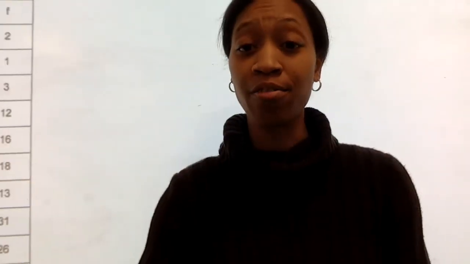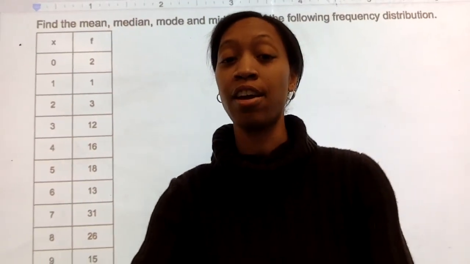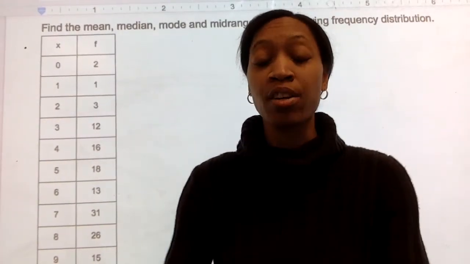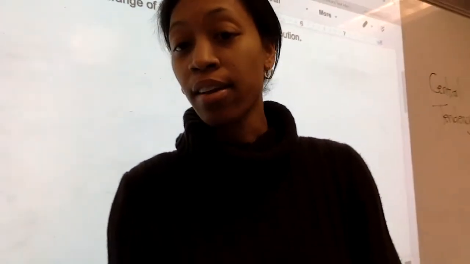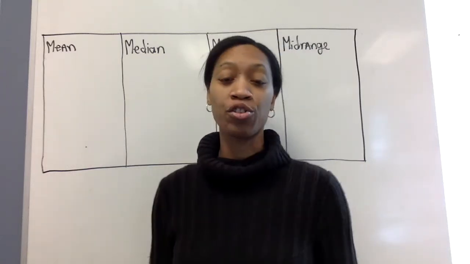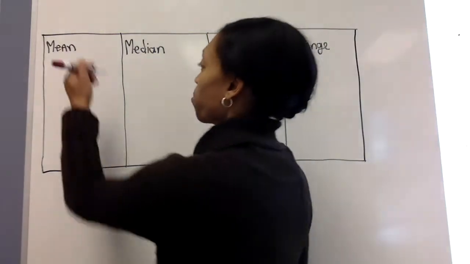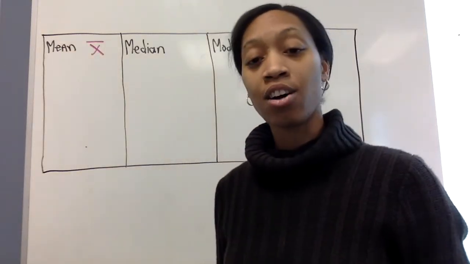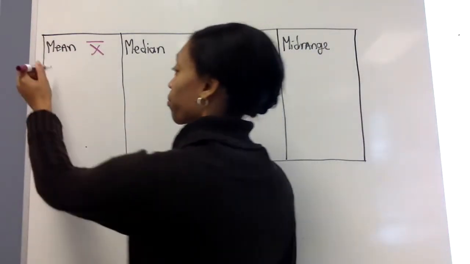But right now, what I want to talk about is how do you find the mean, median, mode if you're given a frequency distribution like this. So when we look at that, let's talk about mean first. Mean, the symbol that we use for mean is x bar. And this is talking about the average.